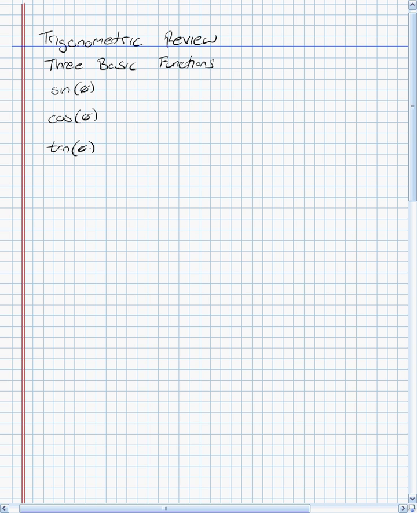What these represent is a ratio within a triangle. So if we draw a triangle and define an angle theta, it can either be this angle theta or this angle. We just have to remain consistent throughout the problem.